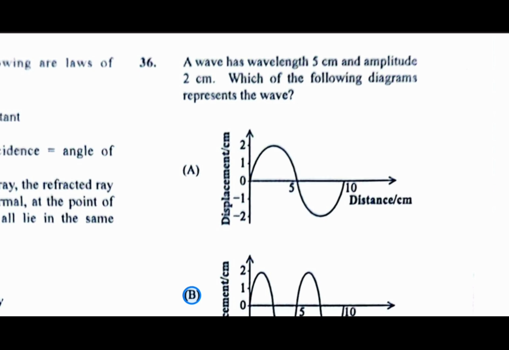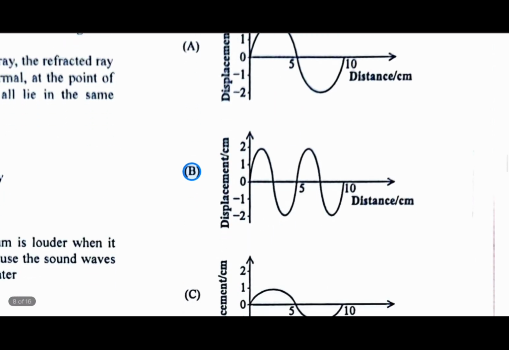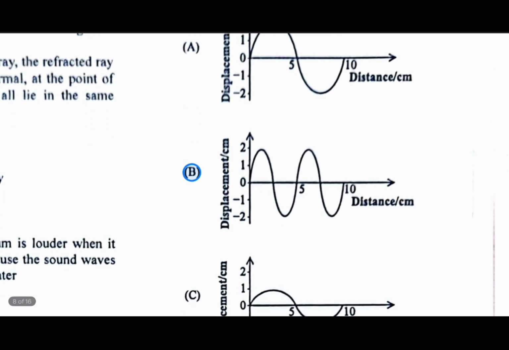So why is the first one wrong? Because this one has a wavelength of 10. Yes, it has an amplitude of 2, but it doesn't have a wavelength of 5. Part B is correct because it has the wavelength of 5. It goes up to 2 and it goes down to -2. So B is the answer.